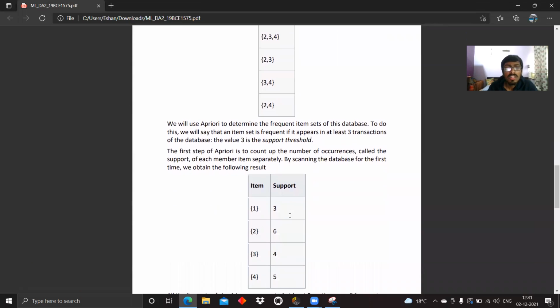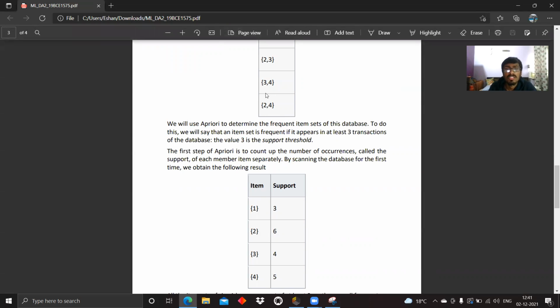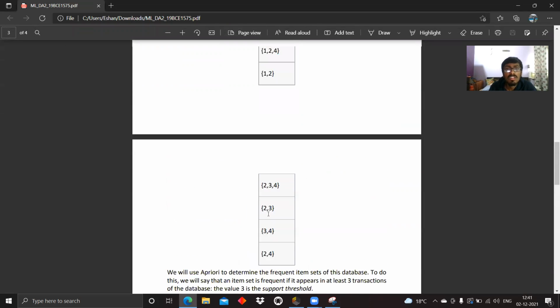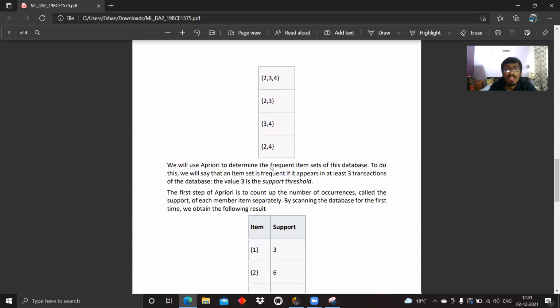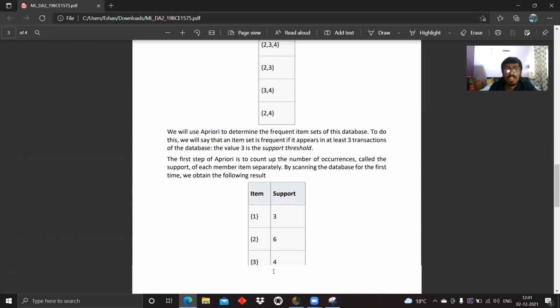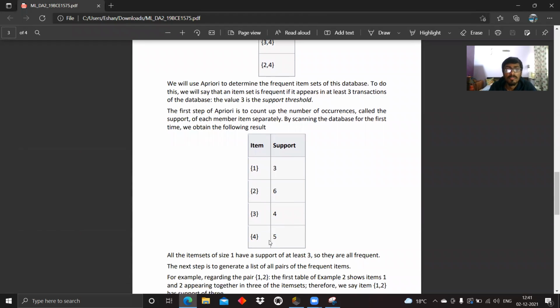What we'll be basically doing is constructing another table with an item and support value. This will be finding out how frequently these individual item sets appear in this database. So basically 1 is appearing 3 times, as you can see, the first row, second row, and third row consist of 1. Similarly, for 2, the support value is 6, 3 is 4, and 4 is 5.